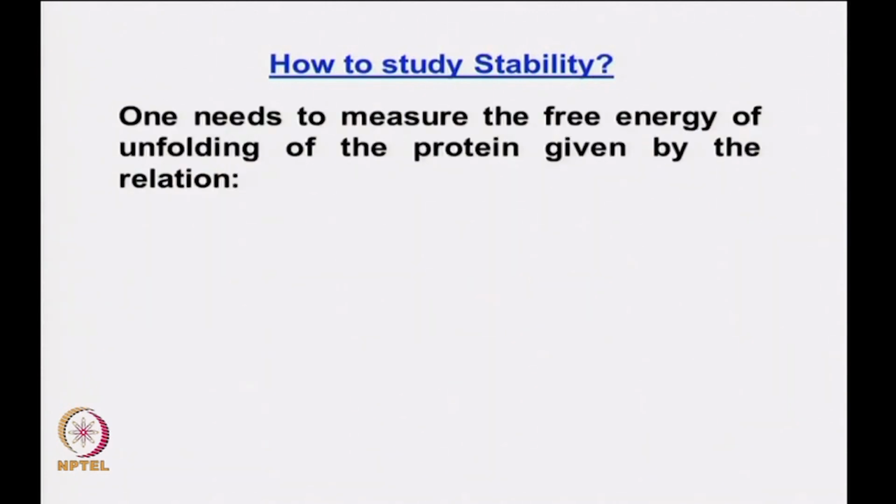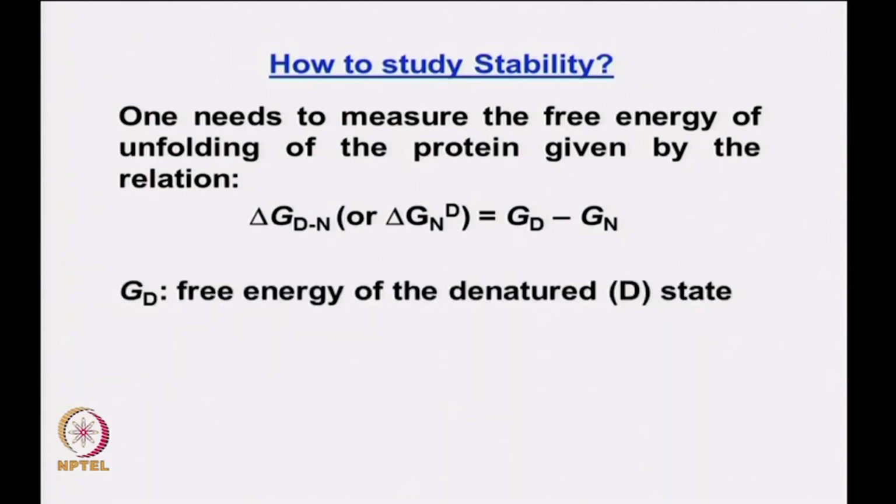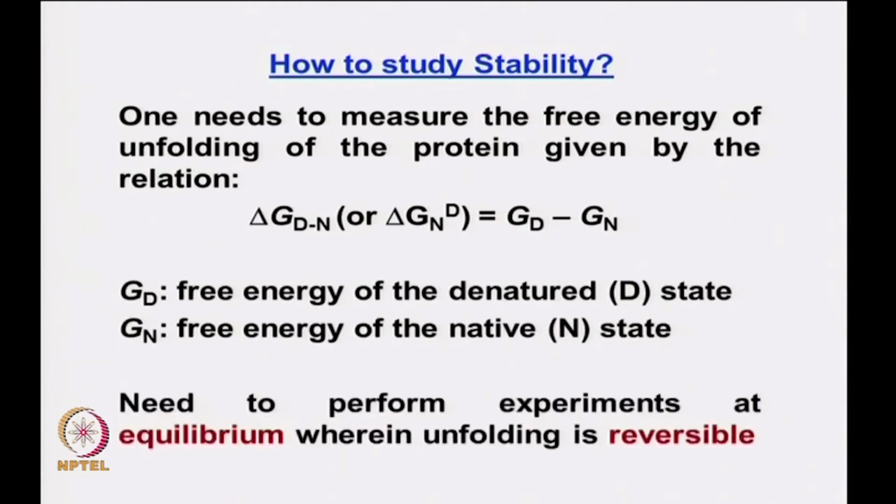How to study stability? We said that we need to measure the free energy of unfolding, and the free energy of unfolding is given by this, where D is the denatured and N is the native. We also made note that what we are going to talk about are equilibrium measurements. That means we have to be at equilibrium, so that whether we go back or forward, we should be able to come back to the same point without losing any information. Essentially, it should be reversible.